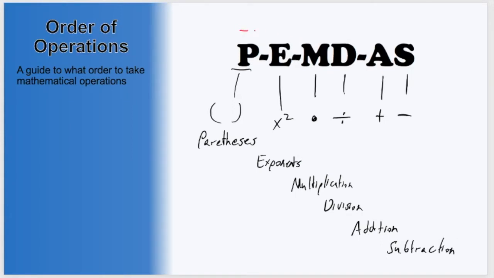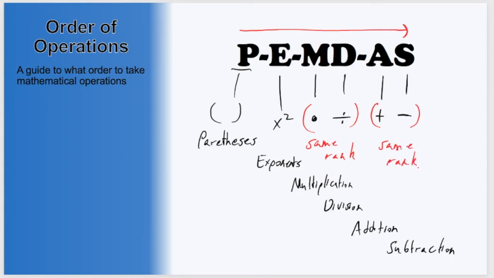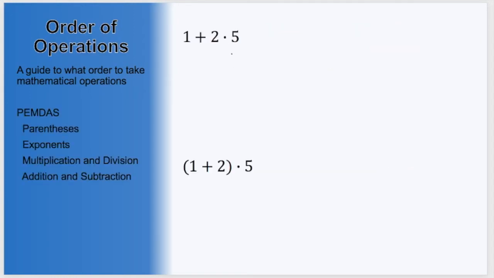We want to go in the order from left to right, so parentheses first, then exponents, then multiplication and division actually have the same rank as each other, which means their order is interchangeable at this point. Then lastly, addition and subtraction also have the same rank as each other, so their order is interchangeable at this point as well. Let's see this in action.